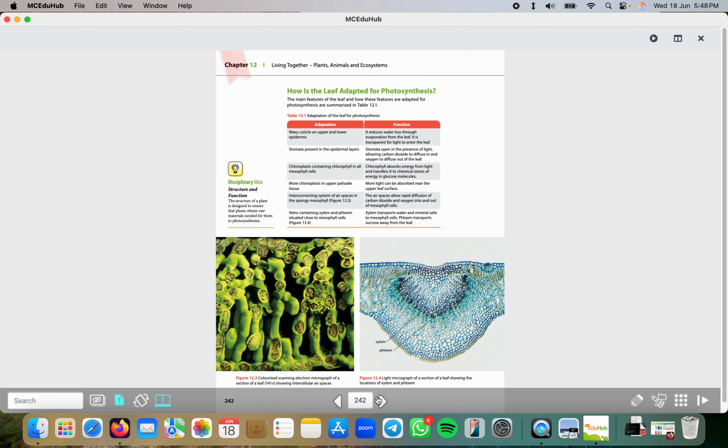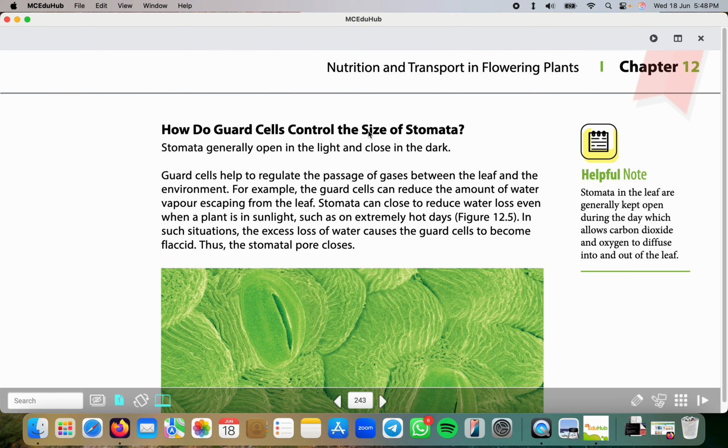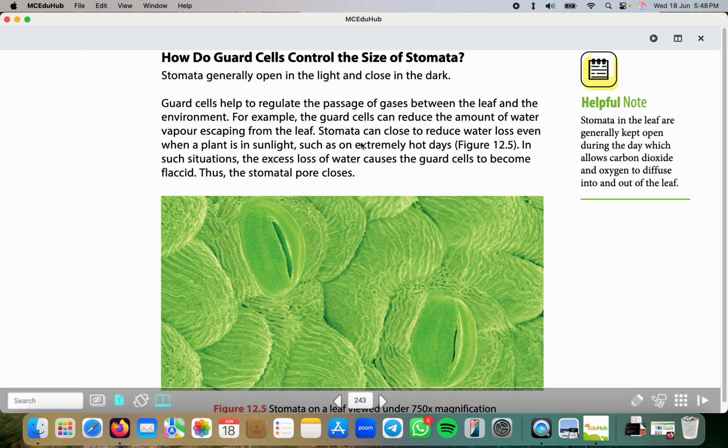Okay, next page. Now let's talk about how the guard cells can control the size of the stomata. We know that the stomata is this kind of gap, it's actually just an opening. But around the stomata, we have two guard cells. What do the guard cells do? The guard cells help to regulate the passage of gases between the leaf and the environment.